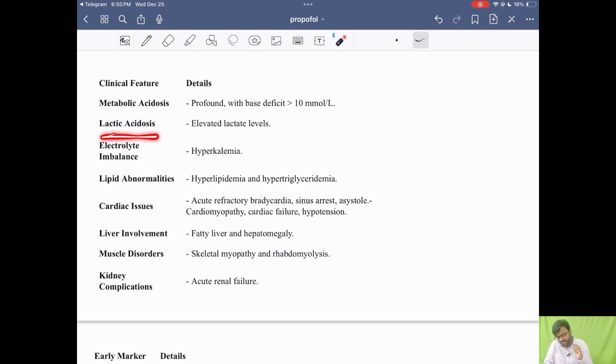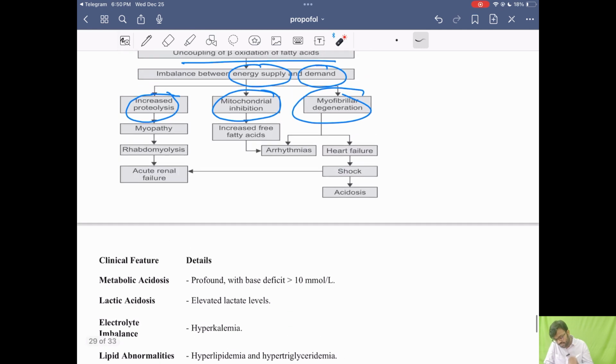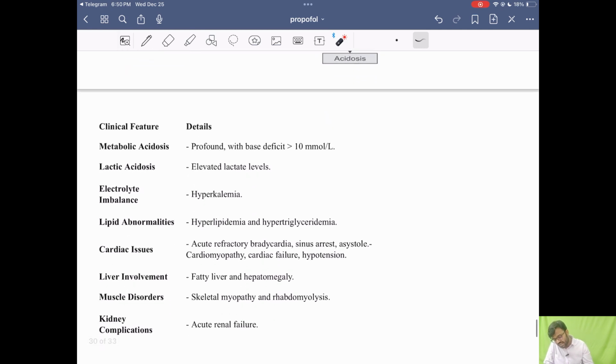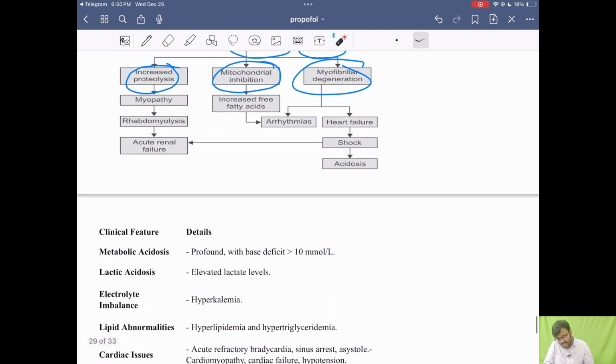Why? There will be elevated lactate levels. Okay, lactate levels are increased, then potassium levels are increased, which will lead to hyperkalemia. Okay, then there is hyperlipidemia, hypertriglyceridemia. Okay, then we try to explain here how the heart failure occurs.